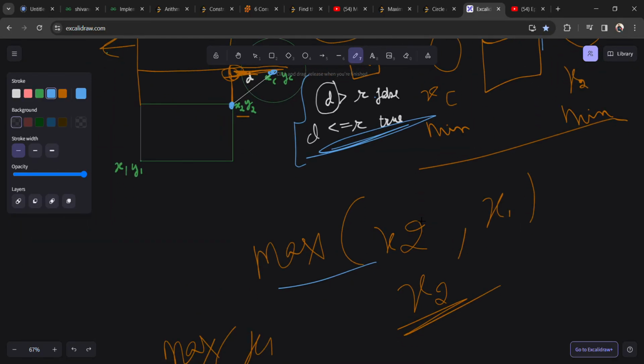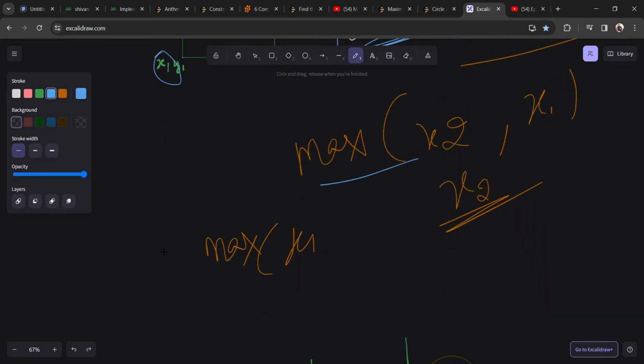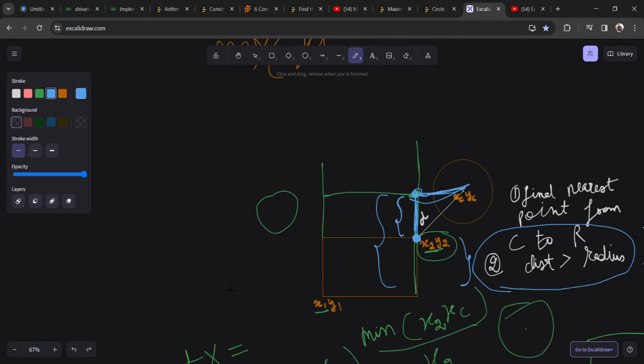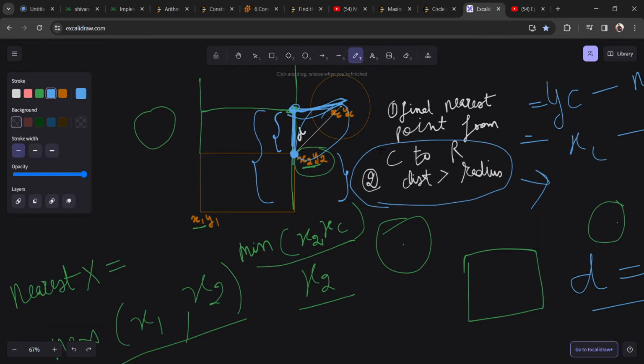After finding this out, I will find the nearest x. Nearest x will be the maximum of x1 and that minimum we calculated, which tells on which side the circle exists. Similarly for y, it will be the maximum of y1 and the minimum of y2 and y center. After that, we find the distance x and distance y, and then apply the Pythagoras theorem to find the final distance.